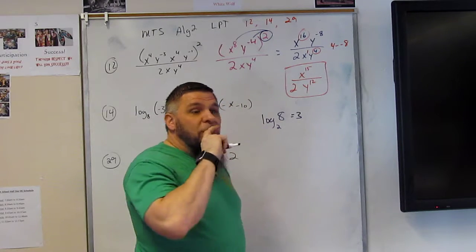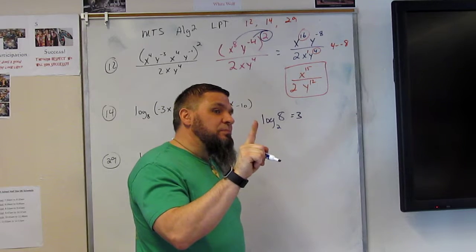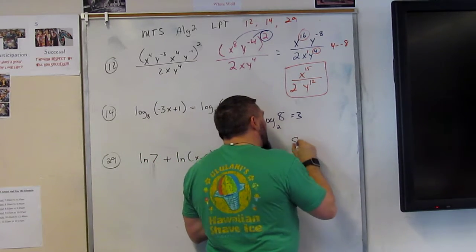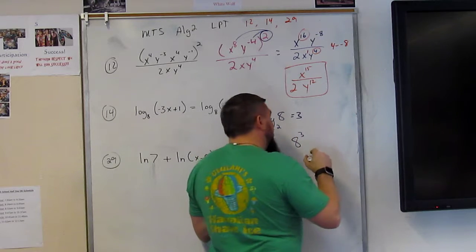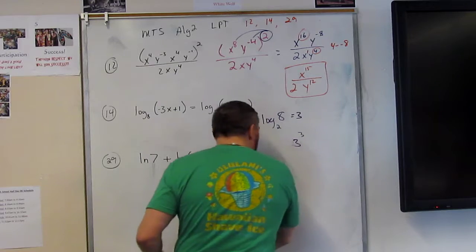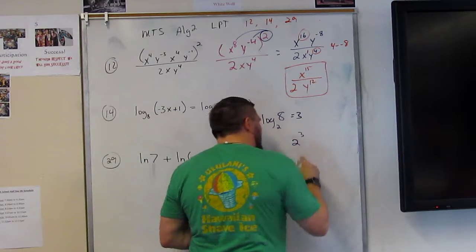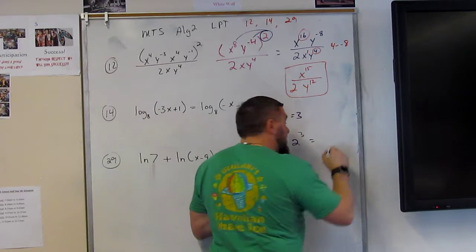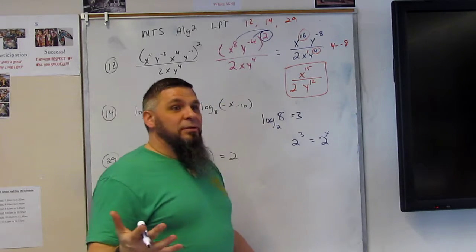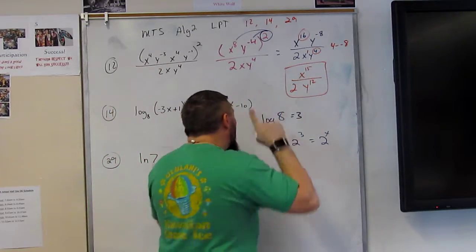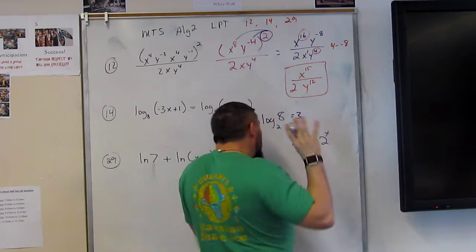Alright. What if I said 8 to the 3rd, or sorry, 2 to the 3rd. Sorry about that, I'm getting excited. 2 to the 3rd is equal to 2 to the x. What's x? 3. It's easy, right? Okay, alright. Well, slow your roll.